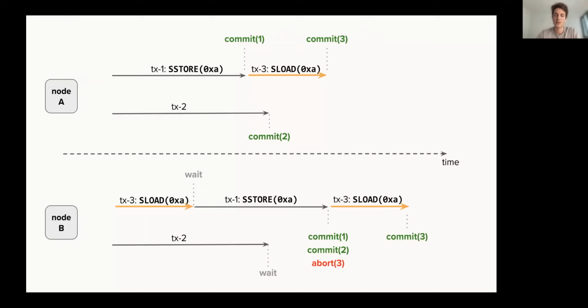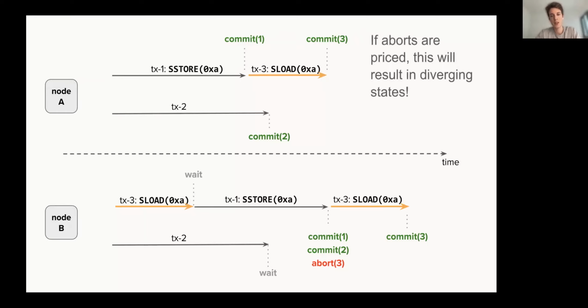However, we argue that in blockchain systems, we need to associate a price or a cost with the aborts, because this is the only way that we can prevent spamming the system or denial of service attacks on this parallel execution mechanism. And if we associate a price with aborts and different nodes make different abort decisions, then the state will diverge and nodes will be unable to reach consensus.